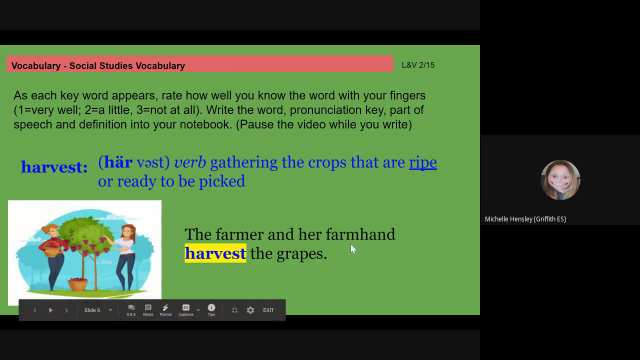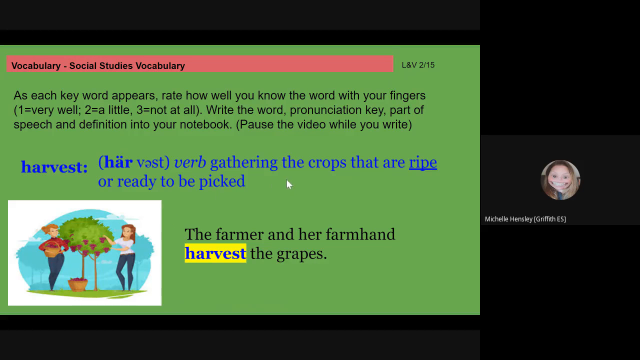Harvest. The farmer and her farmhand harvest the grapes. You can see they're picking the grapes off of the grape bush and putting them in the basket. Okay, it's actually grapevine. Vine was one of our vocabulary words a couple units back.